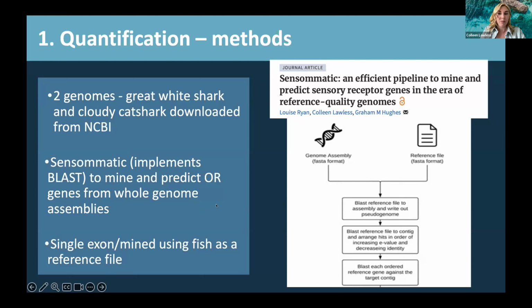And thankfully, there were more fish receptors available. There were probably over 1,000 fish olfactory receptors annotated. And the good thing about looking for olfactory receptors in the genome is that they're single exon, so they're easy to mine. And they share the 7 transmembrane structure.